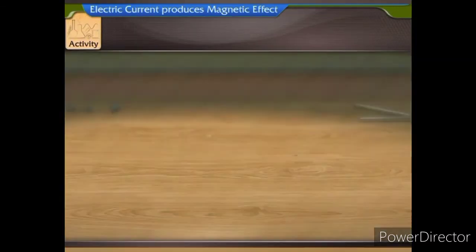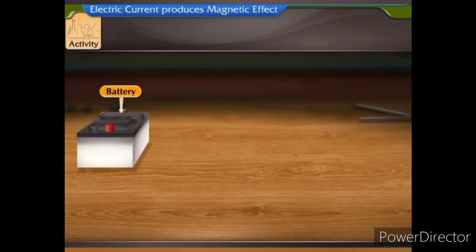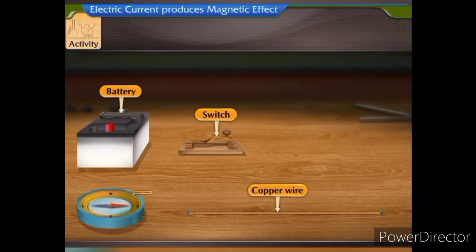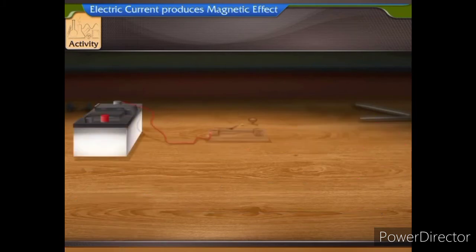Activity. To perform this activity, we require a battery, a switch, a straight thick copper wire, a magnetic compass, and few connecting wires. Connect negative terminal of the battery to the switch. Connect the other terminal of the switch with a wire. Similarly, connect another wire to the positive terminal of the battery.